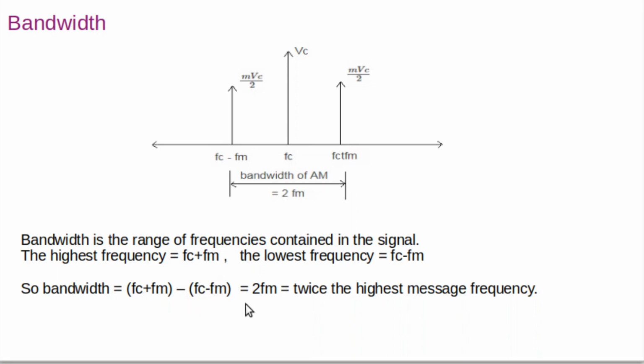So it is equal to 2fm, and that is twice the message frequency. If our message contains many frequencies, then this fm is the highest frequency contained in the message signal. So the bandwidth of an AM signal is twice the highest frequency contained in the message signal. So it is 2fm.